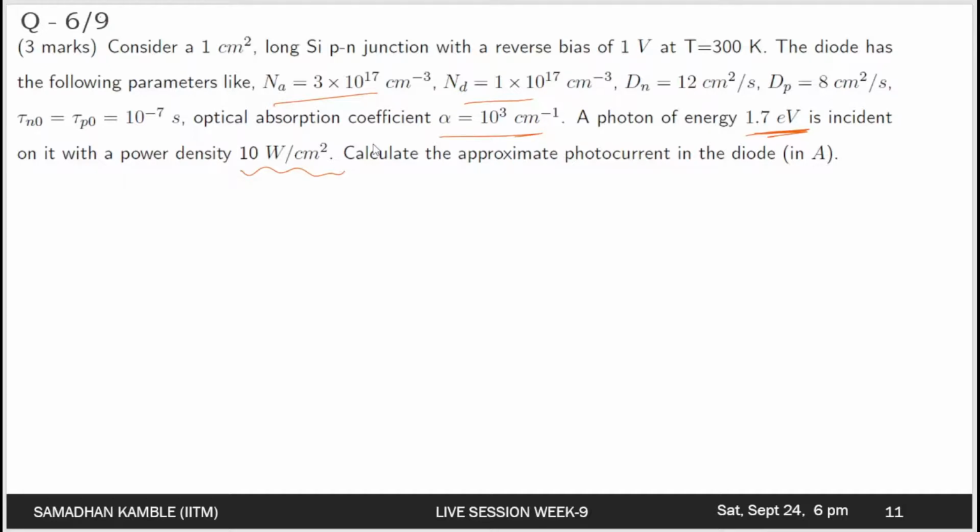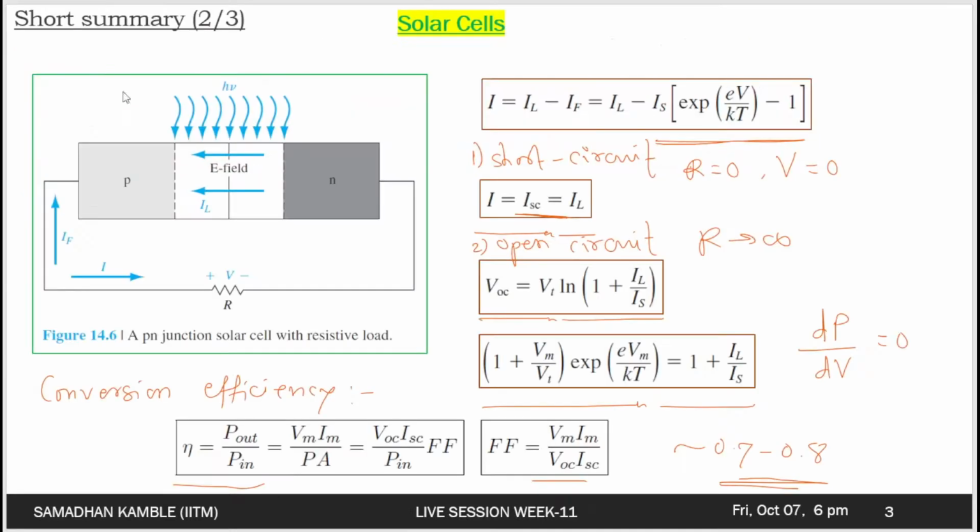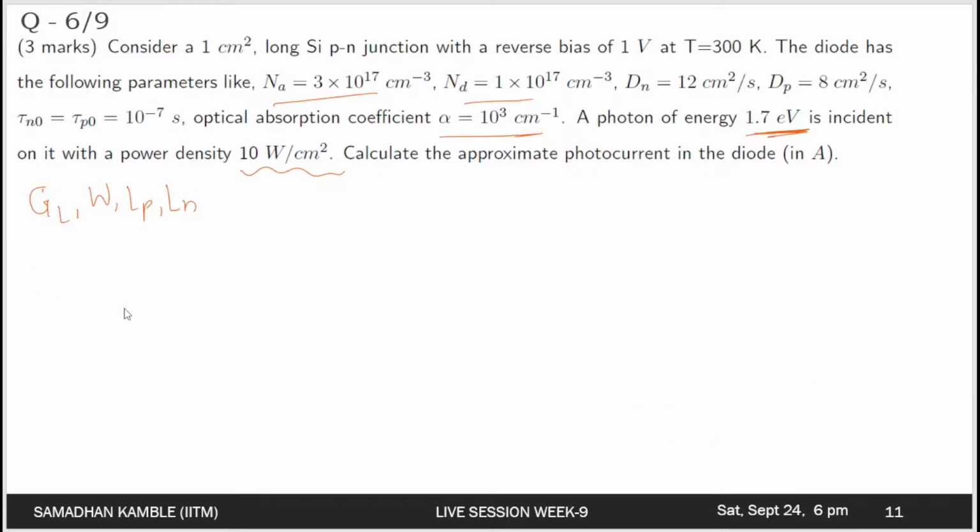Okay, so first of all, we'll assume that the carrier generation rate is constant, which is a fairly good approximation for silicon, in which the alpha is quite small. So first of all, we'll need to find out the values of different parameters like GL, the width, the LP and Ln to find out the photocurrent, which is given by this formula. We need some parameters to be determined first, so let us determine those first.